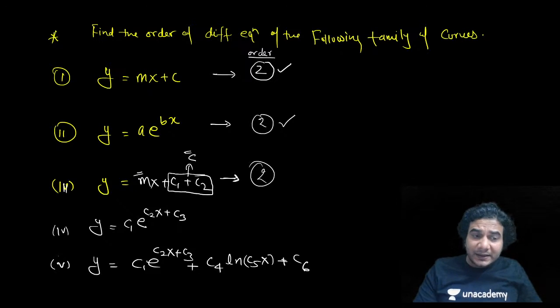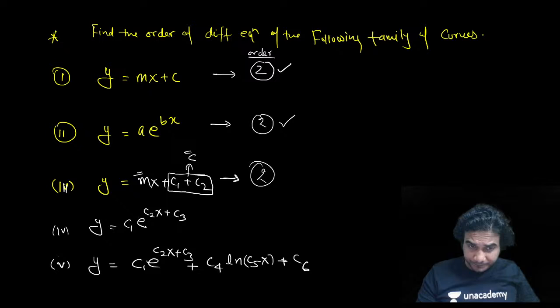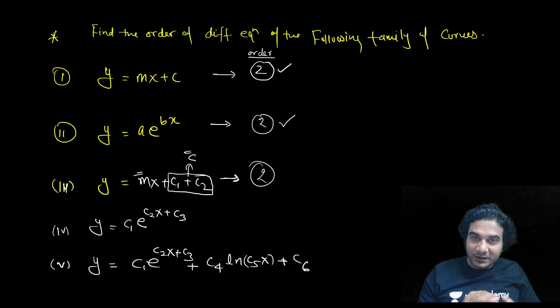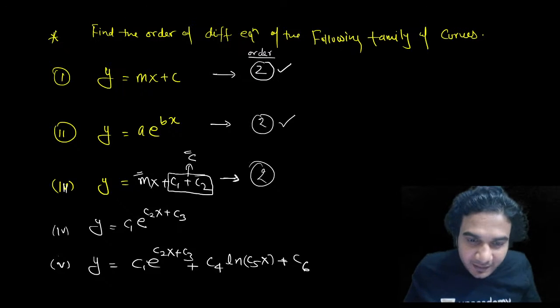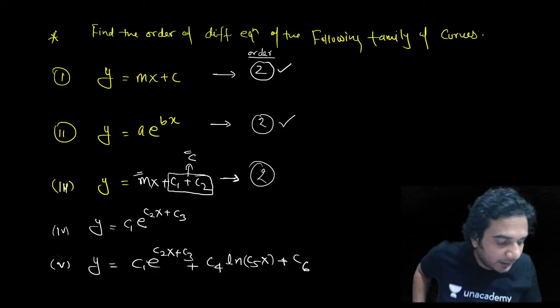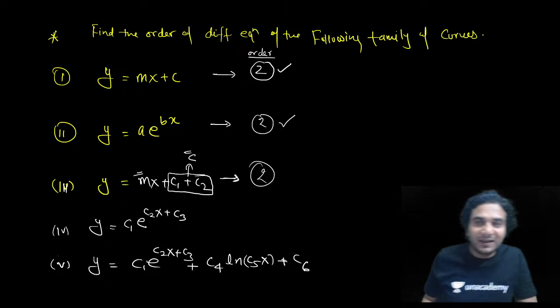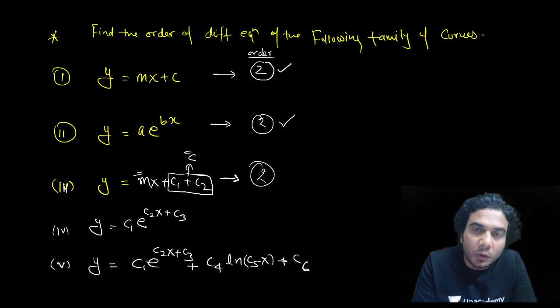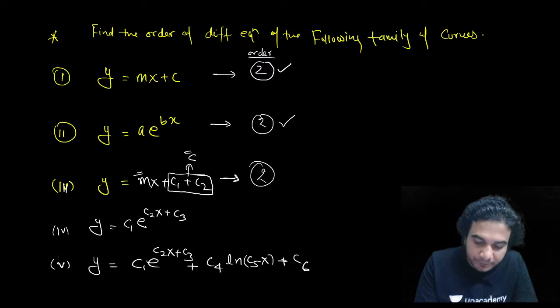Now you do the third, fourth and fifth again. It's not always like that. The parameters you are seeing, they might all be distinct, or you might club some parameters and write one parameter instead of two, or maybe three.